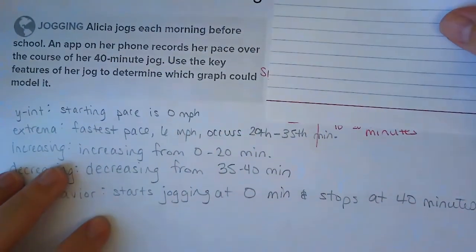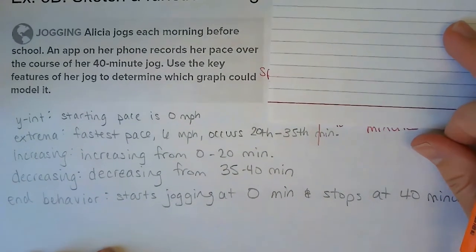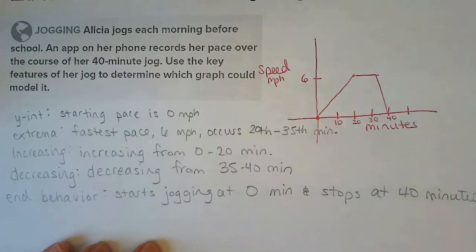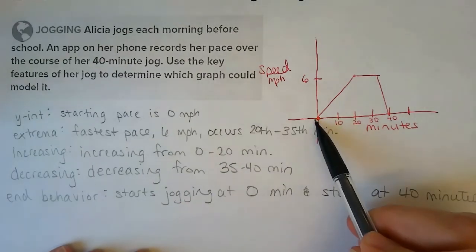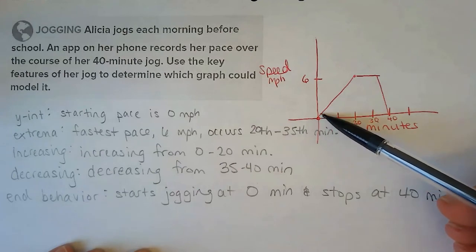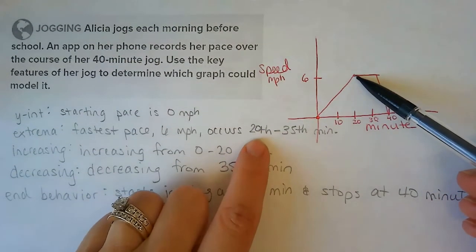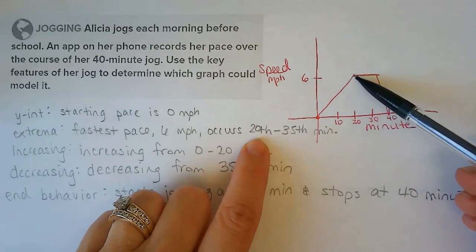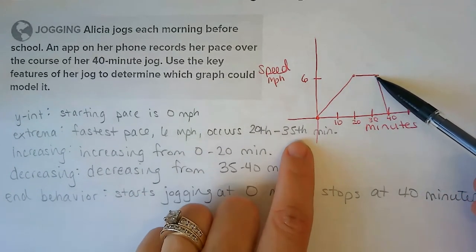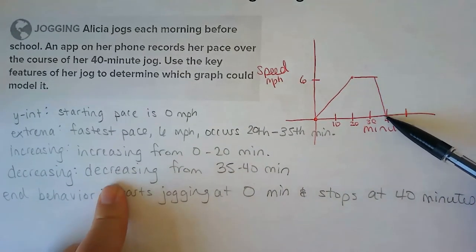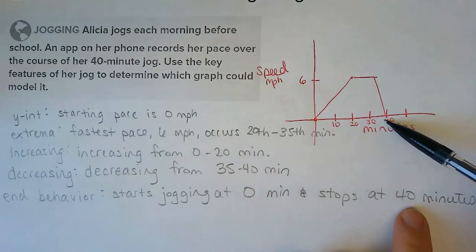On the very last one, here is your scenario. And this is what it should look like. So I'm starting at 0 miles per hour. I'm going to continue to jog until the 20th minute, and I'm going to go for 6 miles per hour. I'm going to keep that speed till the 35th minute, and then after that is when I'm going to decrease. So that's why I came back down and stopped at 40.